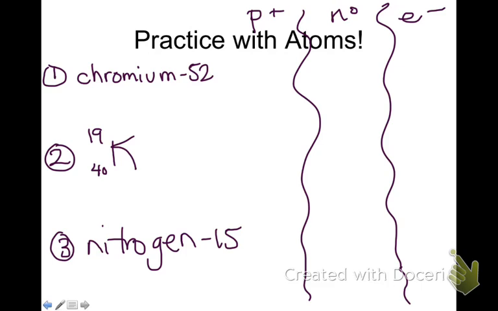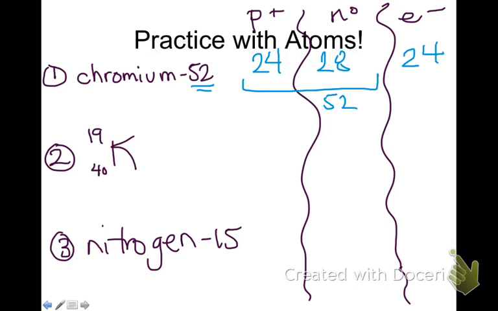Okay, for chromium, I see that the mass number is 52. That means protons and neutrons together equal 52. So I need to go to my periodic table and find out what chromium is in terms of its atomic number. And when I look at that, chromium's atomic number is 24. So I have to figure out how many neutrons based on the fact that 24 plus the number of neutrons equals 52. So if I add to that 28, that will give me 52 altogether. The number of electrons is always going to be equal to the number of protons, so that's 24.